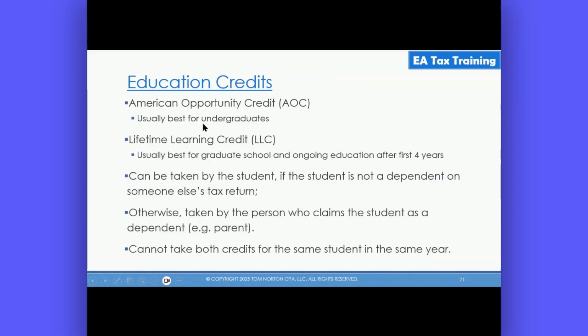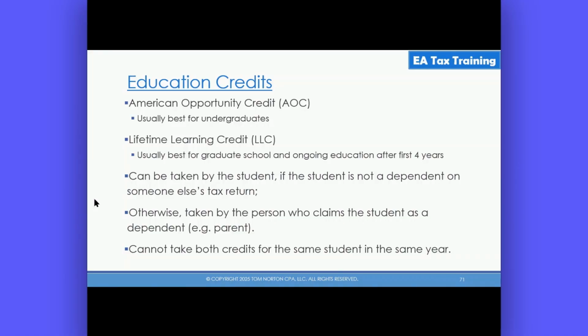So now let's move on to the education credits. There are two types of education credits. There's the American Opportunity Credit, or AOC, and the Lifetime Learning Credit, or LLC. The AOC is usually going to be best for undergraduates, and the LLC is usually going to be best for graduate school and ongoing education after your first 4 years. Either of these credits can be taken by the student if the student is not a dependent on someone else's tax return.